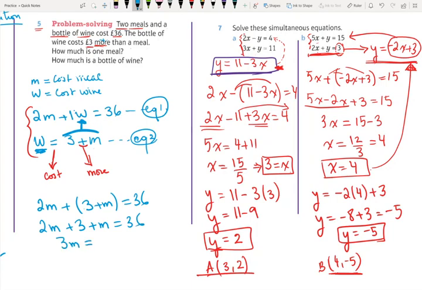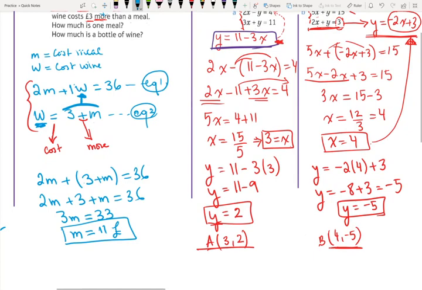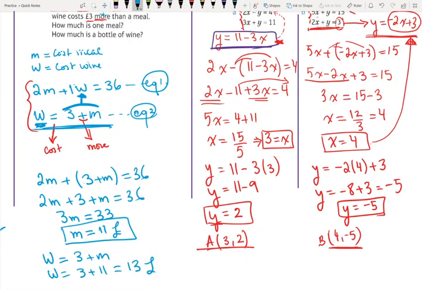3M is equal to 33. Therefore, M is equal to 11 pounds. So the cost of the meal is 11 pounds. We need now to find the cost of the wine. W equals 3 plus M. We already have it in equation 2. So W is equal to 3 plus 11, which is equal to 13 pounds.